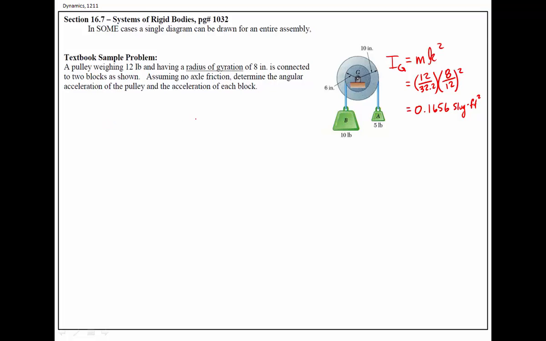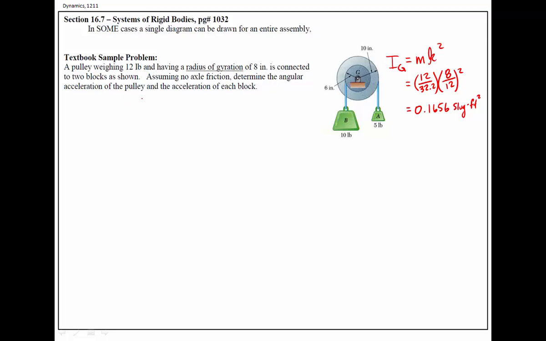We could do an analysis of this, so first a quick static analysis. Of course, it's not static, but we could do an analysis to see what's the difference between the moments so that we could determine which direction it's going to move. We could do that in our heads. We could see that for block B, it's going to have a moment which is 10 times 6, so it's going to be 60 inch-pounds going counterclockwise. And then for block A, it's going to be 5 times 10, so it's going to be 50 inch-pounds going clockwise. So the counterclockwise block is going to rule, so it's going to rotate counterclockwise.